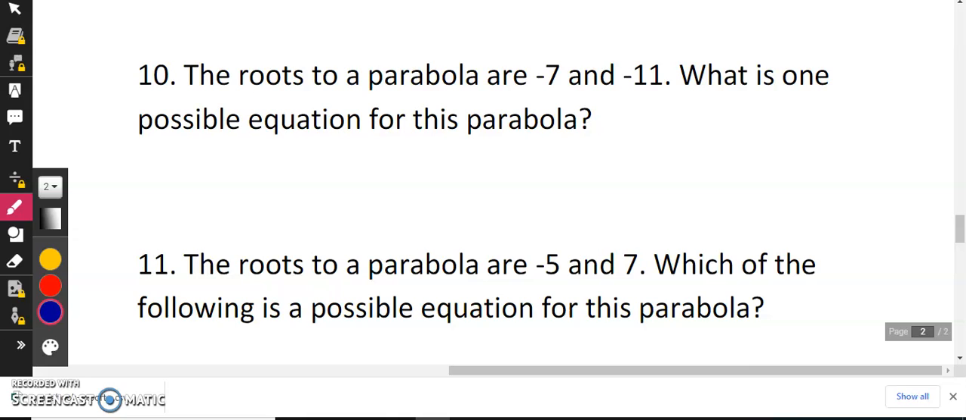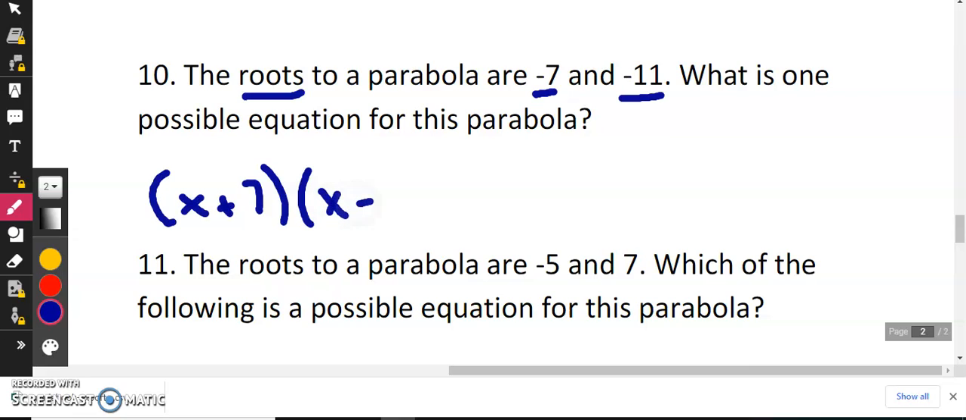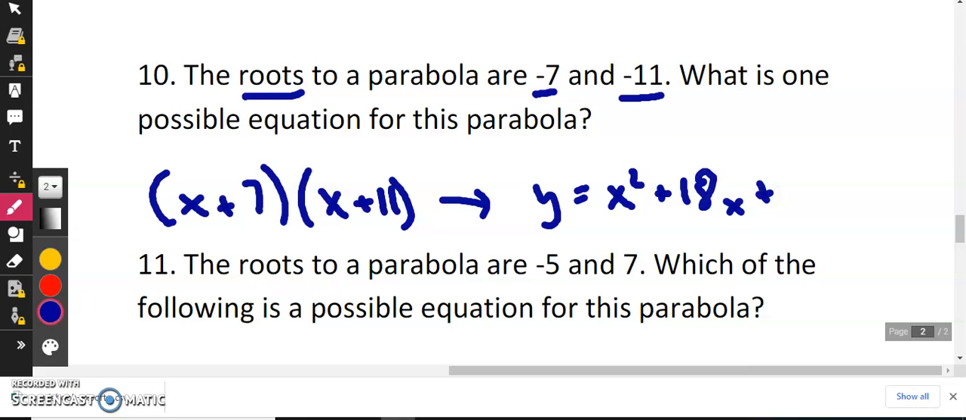So if they give us something like number 10, it's the same thing as we were just doing, but this time they have given us everything written out instead of in a graph. The key is that we notice the word roots, which we know is the same as x-intercepts. So if my roots are -7 and -11, then my factors are x plus 7 and x plus 11. My standard form then would be y equals x squared plus 18x plus 77.